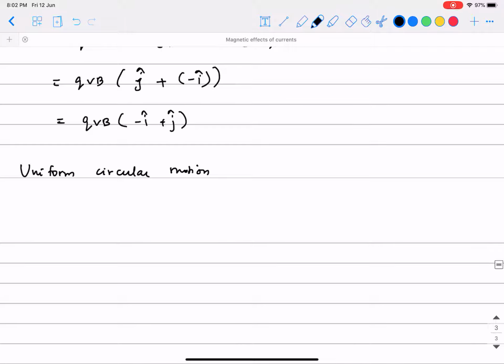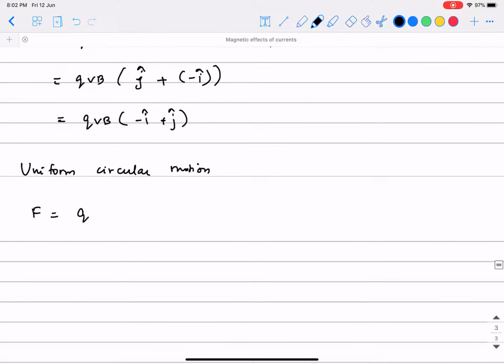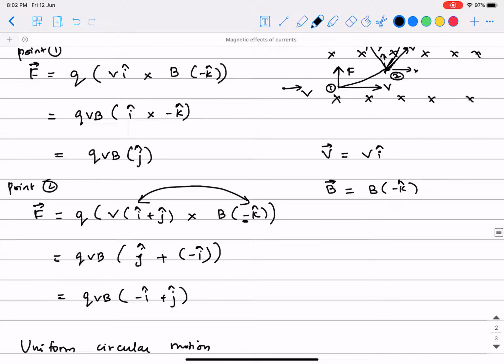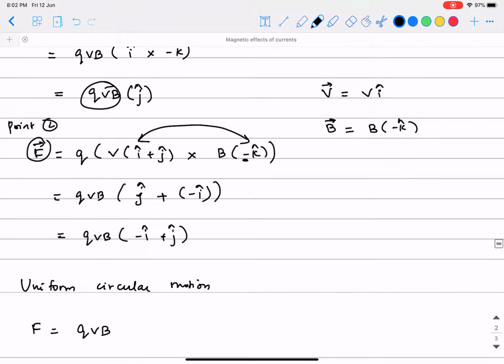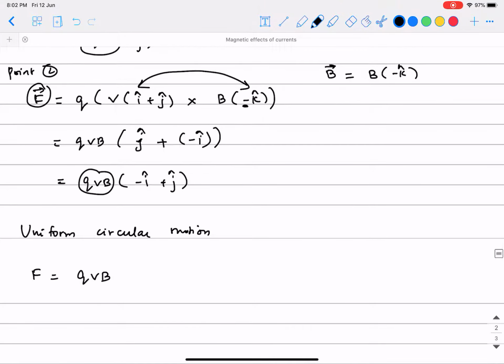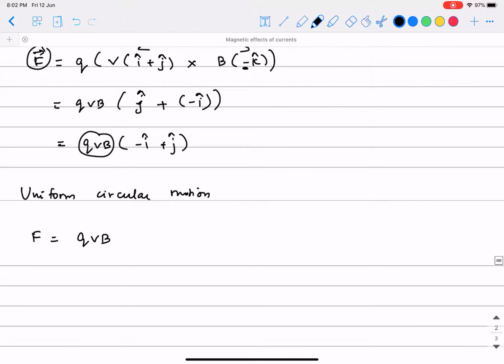How to find it? We know that the force experienced by the particle is q into v cross B. If I take the magnitude of this force, it is qvB. Actually, if you write the cross product, you will get it as qvB sin theta. But velocity and magnetic field are always going to be perpendicular to each other, so the value of theta is going to be 90 degrees.